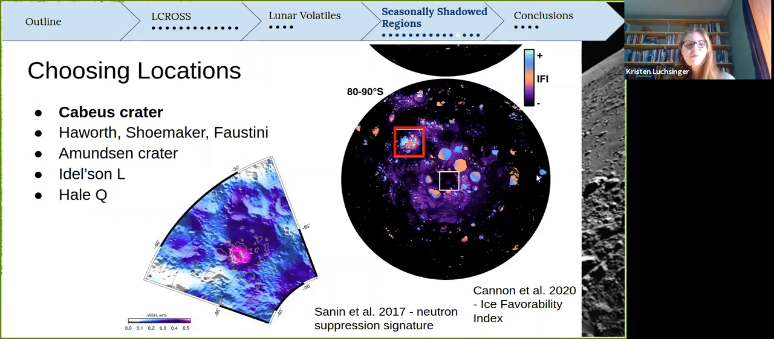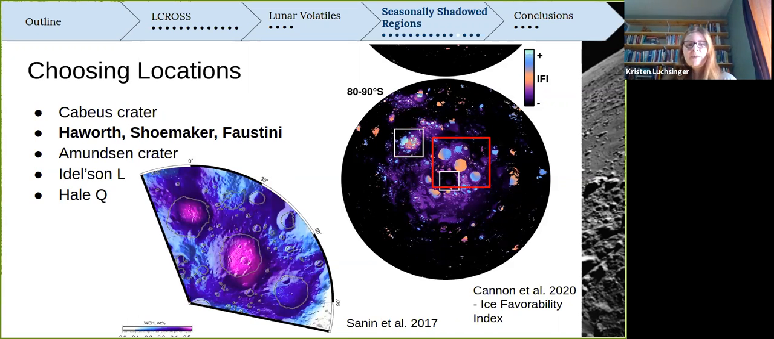So my first selection was, of course, Cabeus crater. We know for a fact Cabeus has water ice, and we know it has really great permanently shadowed regions. So as a boundary case, this is a region we know has ice, we know has permanently shadowed regions, and I selected it because it would ground the rest of the craters with some kind of easy to understand results. If we're looking at a permanently shadowed region, we should know what that looks like.